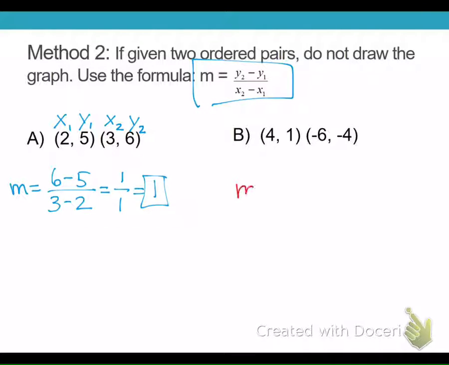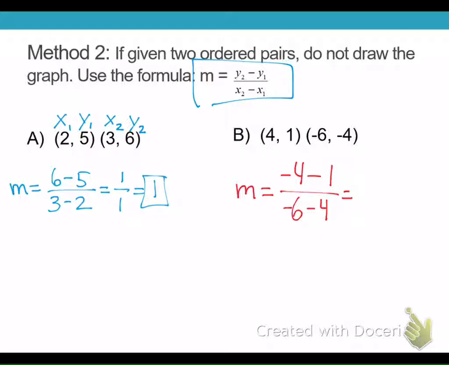Okay, next one. What is my y2? Minus, what's y1? Good. Over, what's x2? Good. And what's x1? Good. Careful with your signs. The biggest mistakes I see in slope with two ordered pairs are sign errors. You're always subtracting, okay? And be careful if it's like a minus and negative. You got to take care of it, okay?